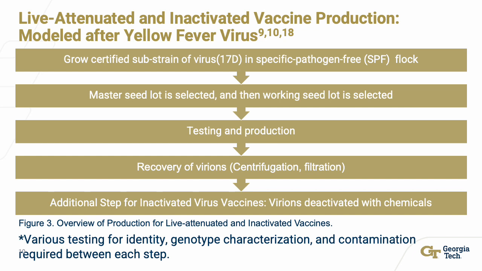First, according to WHO recommendations, a certified substrain of the virus is grown in a specific pathogen-free flock. From there, a master seed lot is selected, and then a working seed lot is chosen from the master seed lot. Seed lots are well-characterized viral suspensions that are uniform to other batches, which are processed at the same time. From there, the process proceeds with the working seed lot as the source of subsequent production.